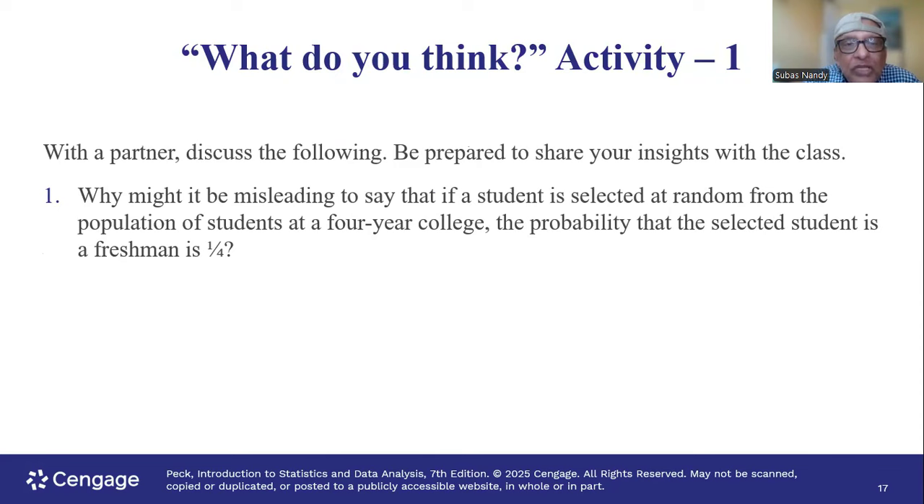Okay. With your partner, discuss the following. Be prepared to share your insights with the class. Why might it be misleading to say that if a student is selected at random from the population of students at a 4-year college, the probability that the selected student is a freshman is 1 out of 4? As you know, we have freshmen, sophomores, juniors, and seniors. What is wrong in this argument? Why is the probability of a freshman not equal to 1/4? Why is the probability of a senior not equal to 1/4?